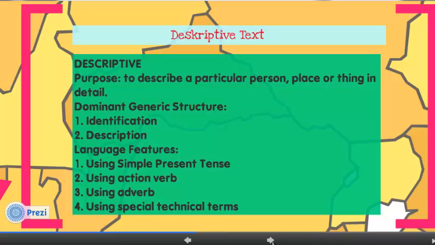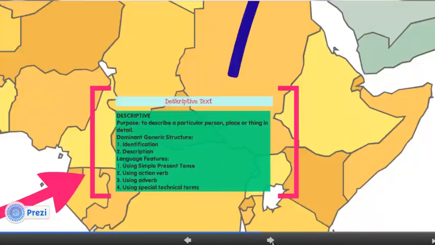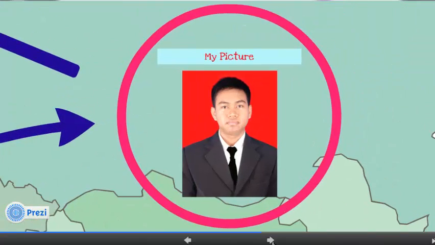And the dominant generic structure: the first is identification, the second is description. And the language features are using simple present tense, using action verbs, using adverbs, and using special technical terms. And this is the picture of me, Ridwan Nur.